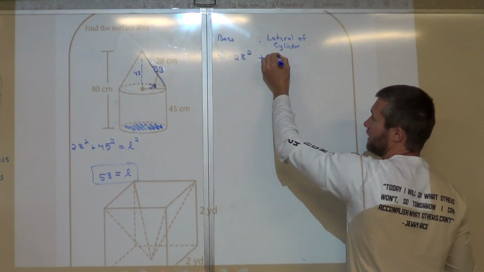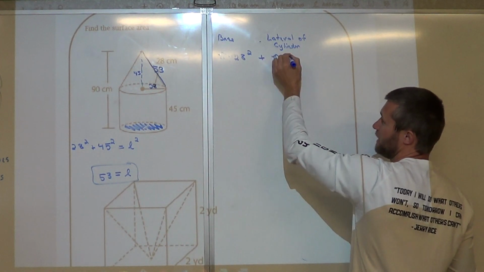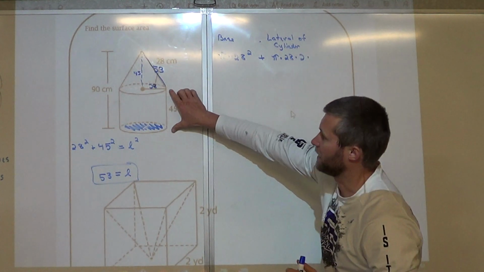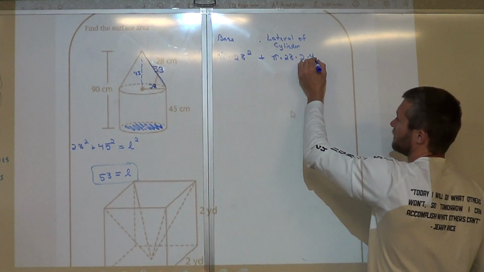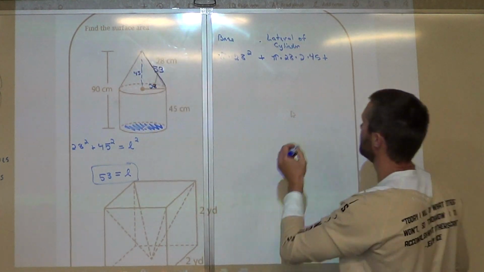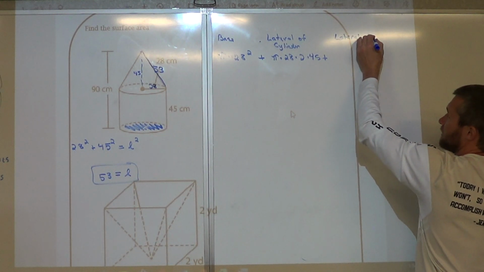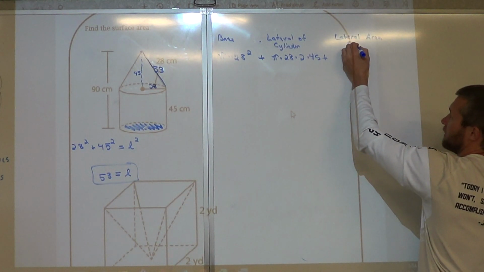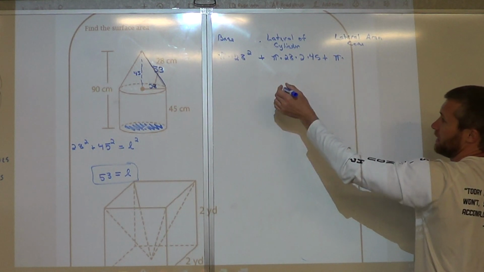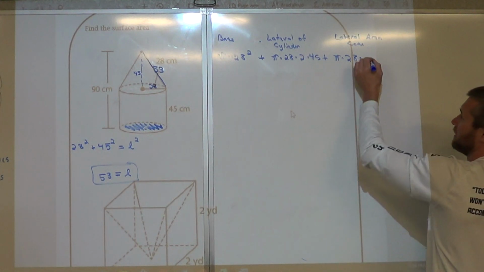That's pi times your radius times 2 times that height of 45. Plus, now I'm doing the lateral area of my cone, which you just went through, which is just pi times your radius, 28, times your slant height of 53.